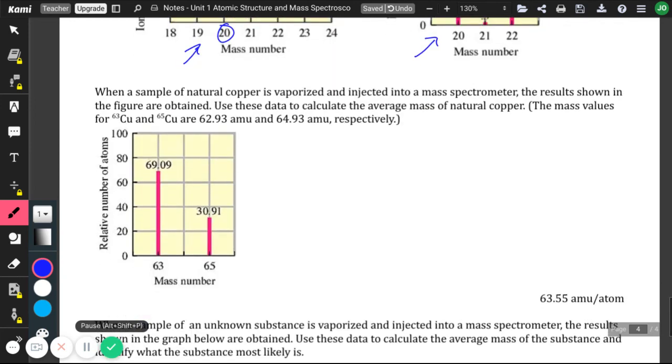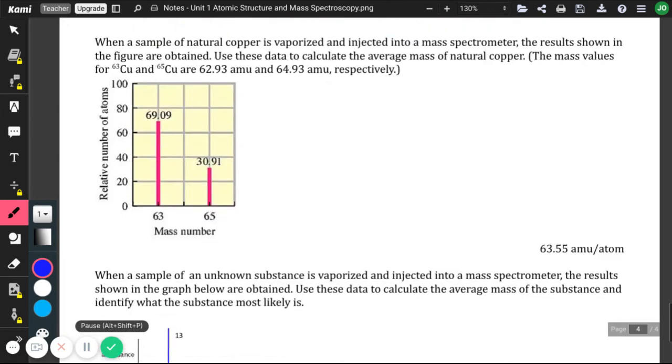So here's a sample problem. When a sample of natural copper is vaporized and injected into a mass spectrometer, the results shown in the figure are obtained. Use these data to calculate the average mass of natural copper. The mass values for copper 63 and copper 65 are 62.93 AMU and 64.93 AMU, respectively.